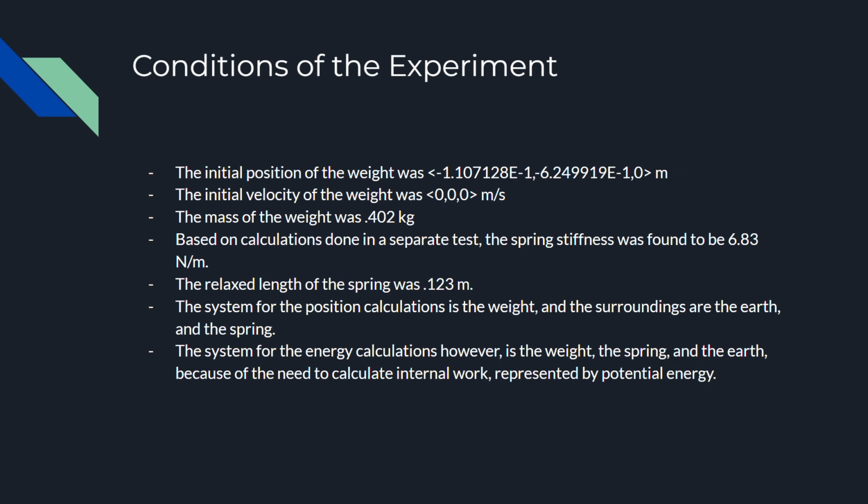The system for the position calculations of the weight is the weight and the surroundings of the Earth and the spring. However, when the energy calculations are done, the system is changed, being the weight, the spring, and the Earth, because of the need to calculate internal work represented by potential energy.